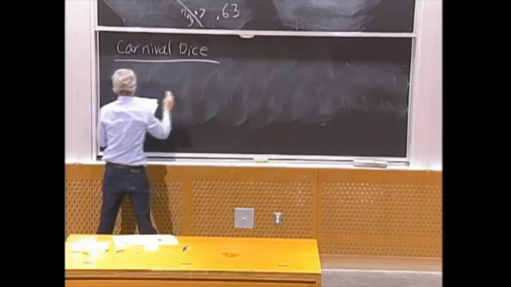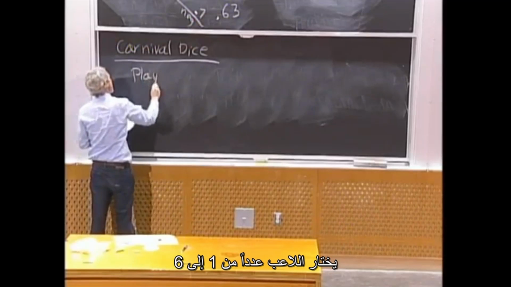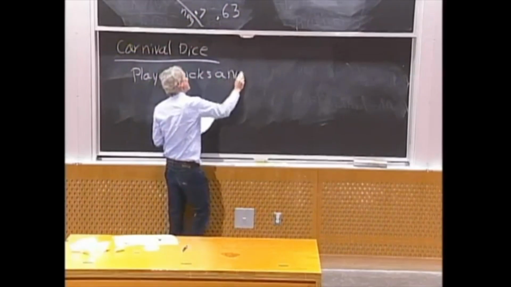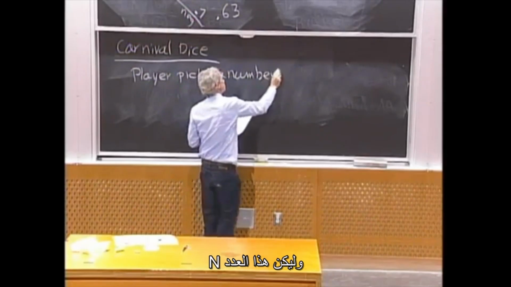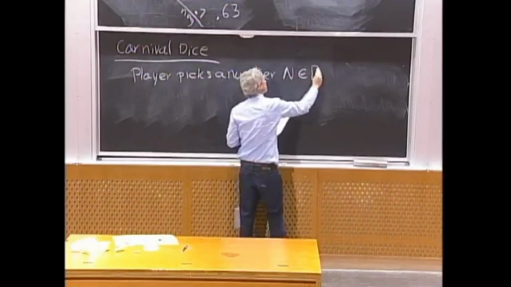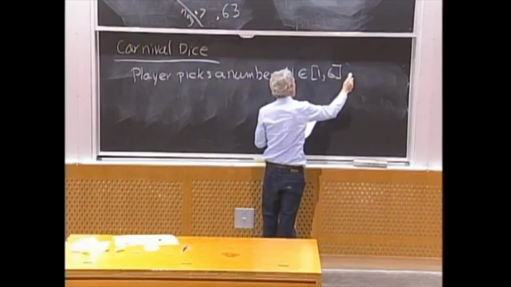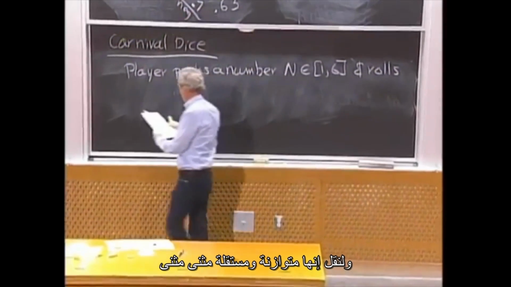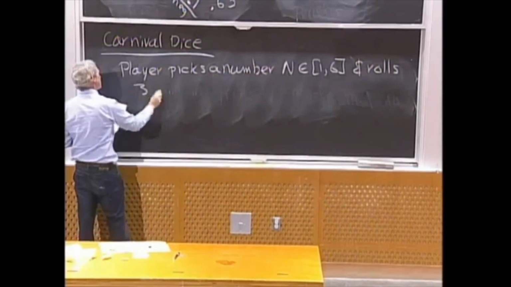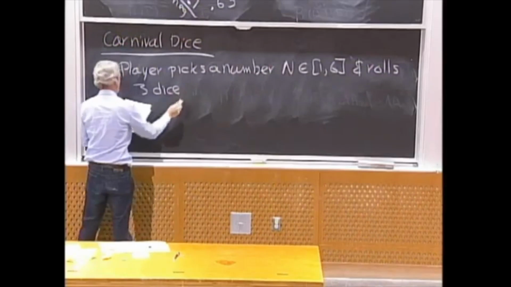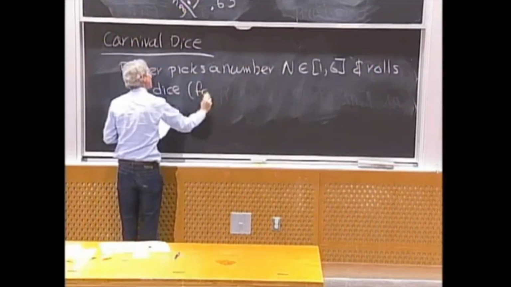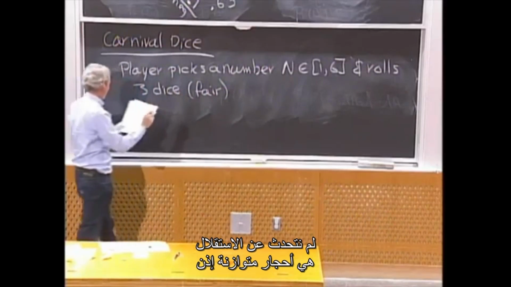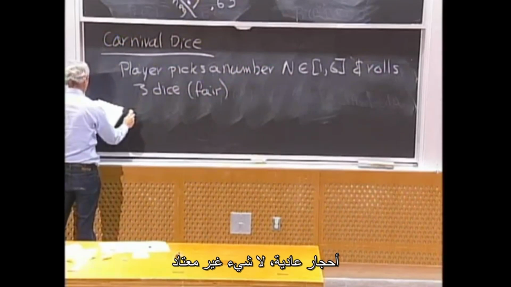The player picks a number from 1 to 6. Call it n. And then rolls 3 dice. And let's say they're fair and mutually independent. Oh, we haven't talked about independence. So they're fair dice. For now, normal dice, nothing fishy.